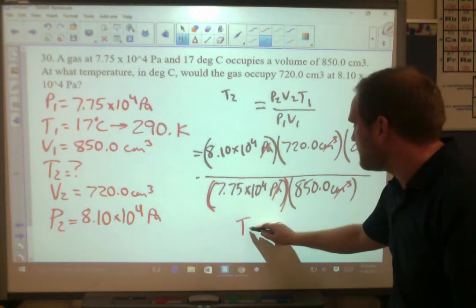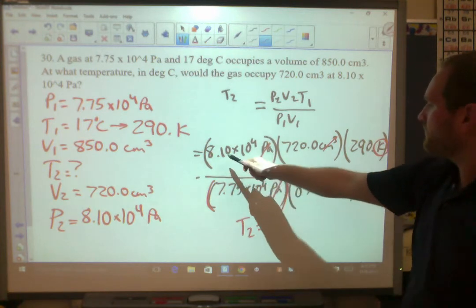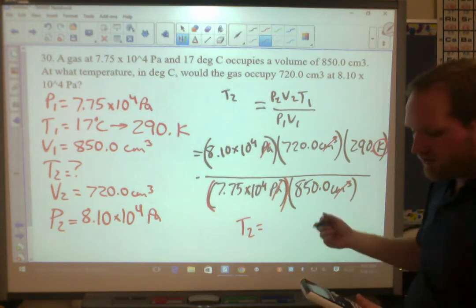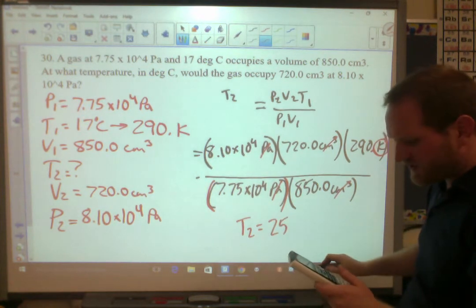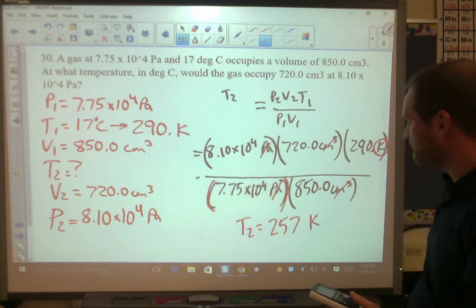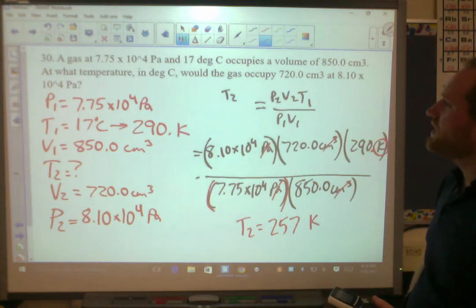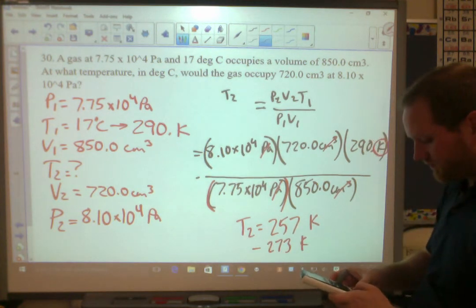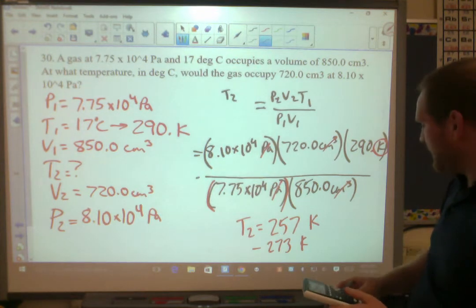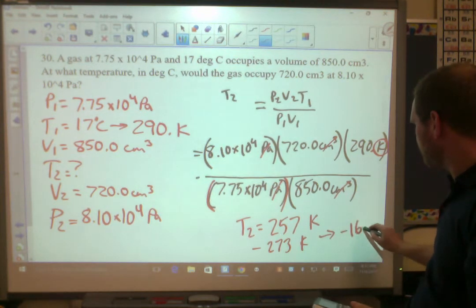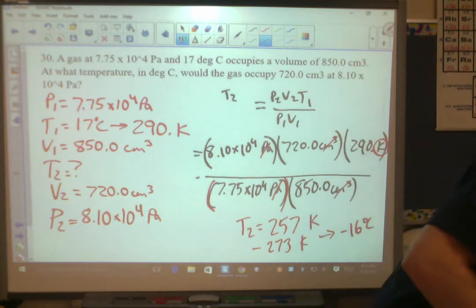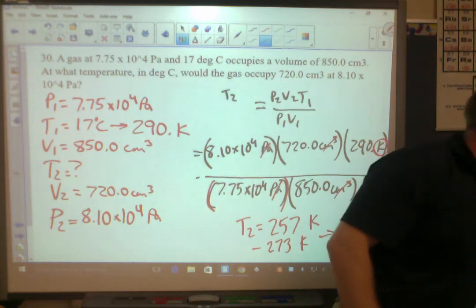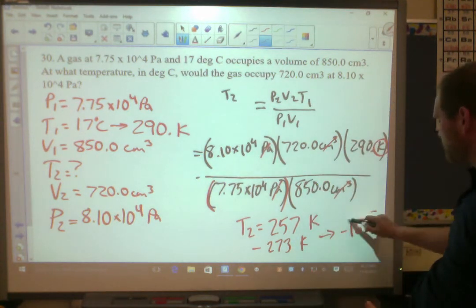And I get a value of T2 equal to, with 3 sig figs, 257 Kelvin. We have to answer in Celsius though, so minus 273 gives me negative 16. Let's see if that's what I got on my answer here. This is 30. Yep, negative 16 degrees Celsius.